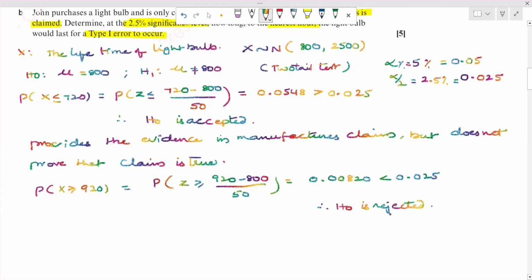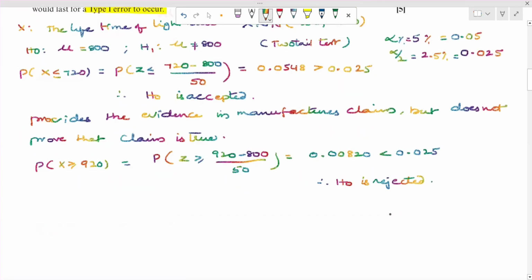Now, if H naught is rejected in this case, it means the claim is untrue. Now the second part: this does not prove that the claim is untrue. And if H naught is rejected, it means it is untrue only. So now the B part.